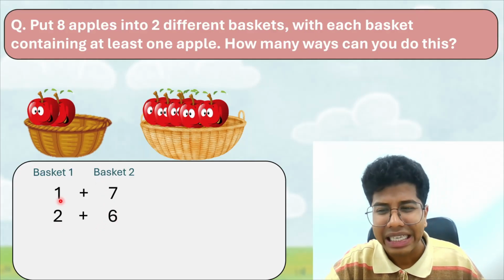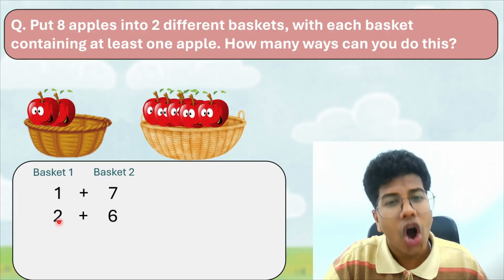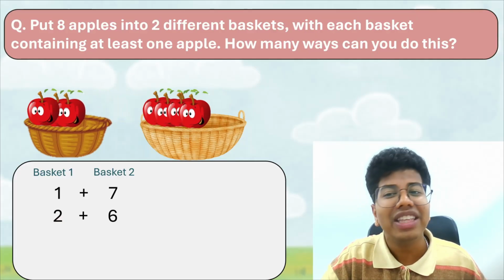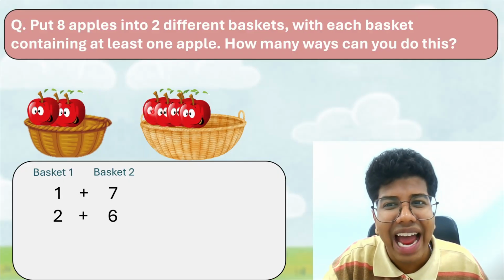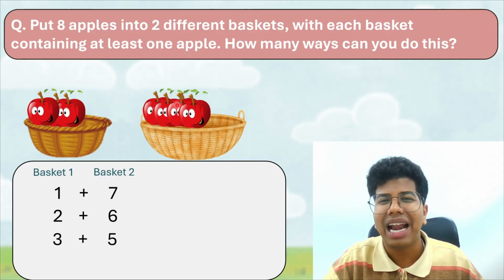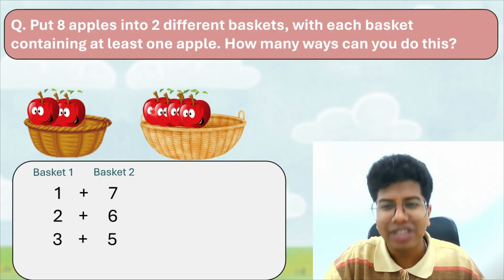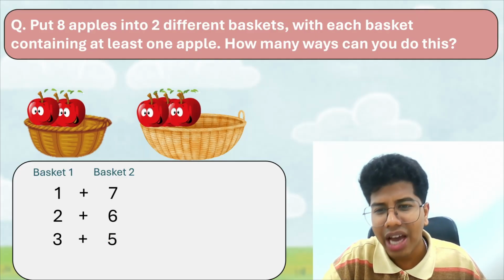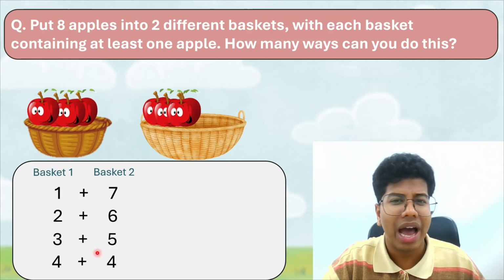Now, let's try to increase the number. After 2, which number should I put in basket 1? Oh, it should be 3. So, if 3 is here, how many apples are remaining here? Yeah, we can count 1, 2, 3, 4, so that is the 5 apples that are present here. So, the next way is 3 and 5. Now, let's try to increase the number. So basket 1 now has 4, basket 2 has 4.